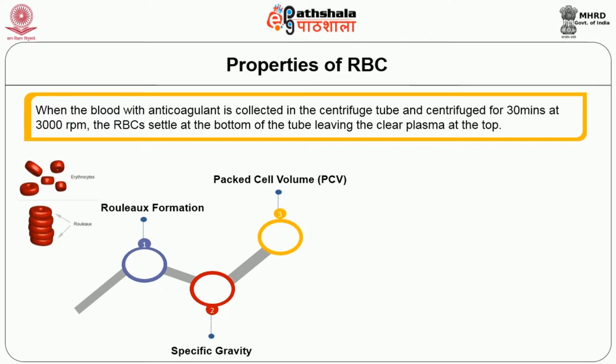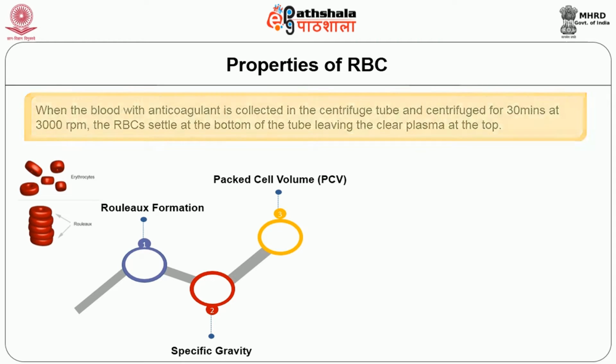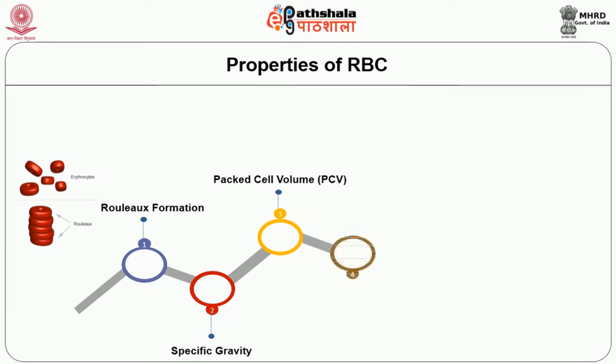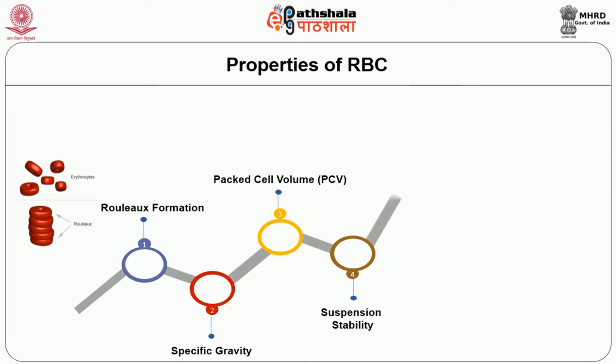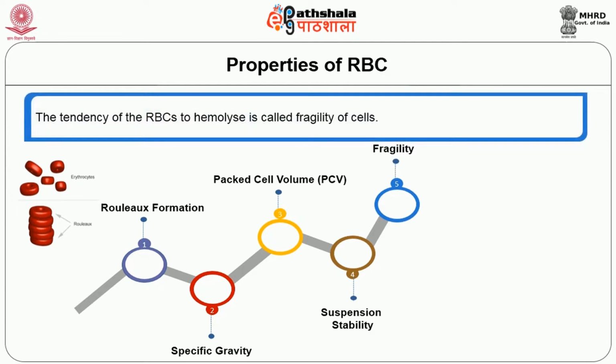The hematocrit is a reliable index of the red cell population. The next property is suspension stability. During circulation, the RBCs remain suspended uniformly in the blood. The fifth property is fragility. The tendency of the RBCs to hemolyze is called the fragility of the cells.